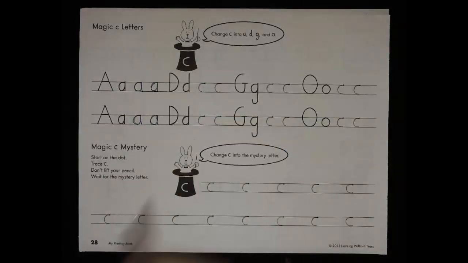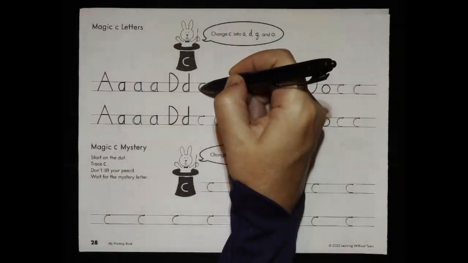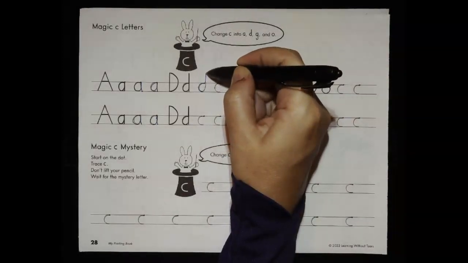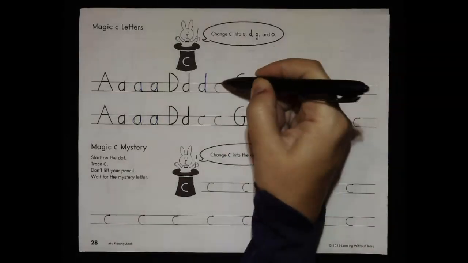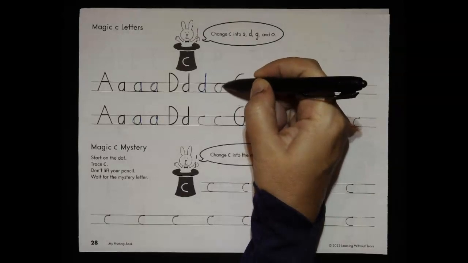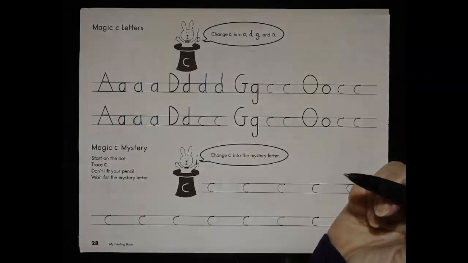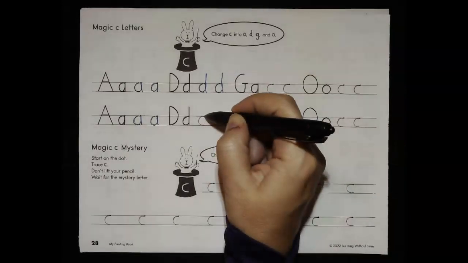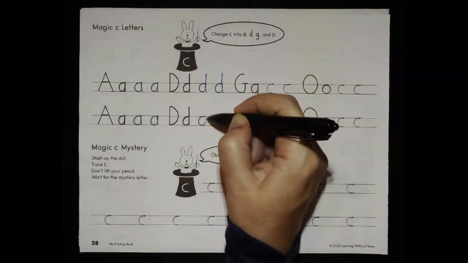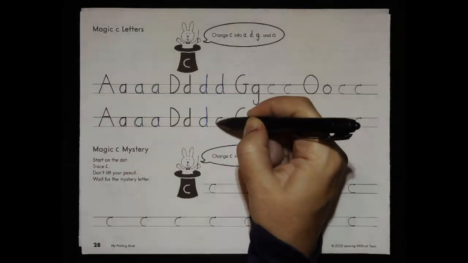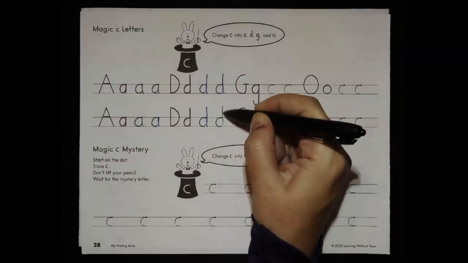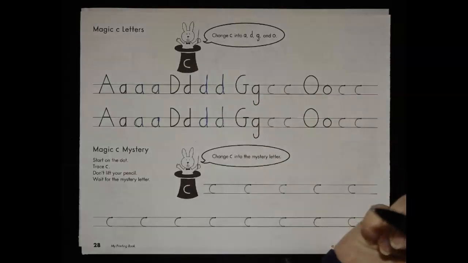Good. All right, let's make our D. Start with your C, bump up to the top, slide back down. Good. Let's do another one. Start with the C, bump up to the top, slide back down. Good. Let's do another one. Start with C, bump up, slide back down. Good. One more. Start with your C, bump up to the top, slide back down.